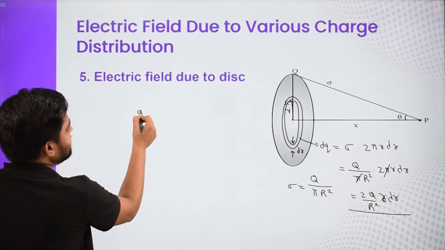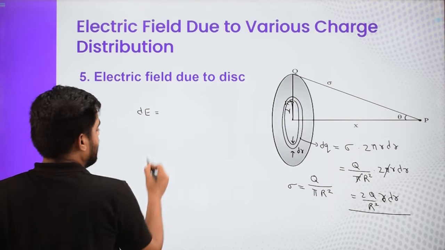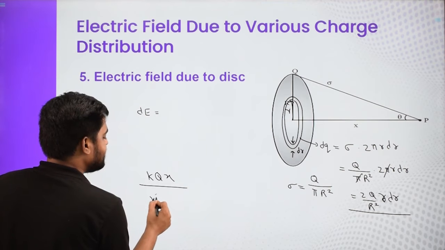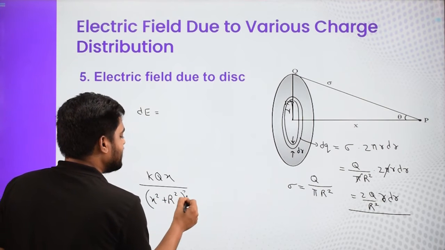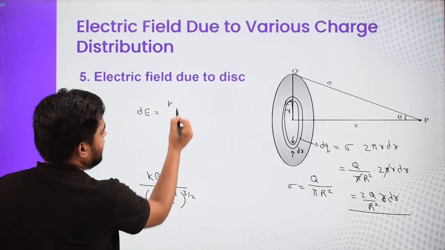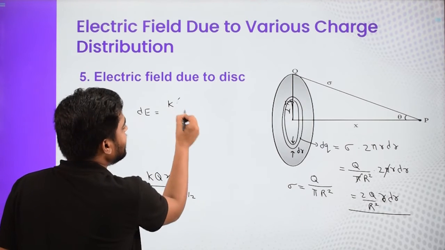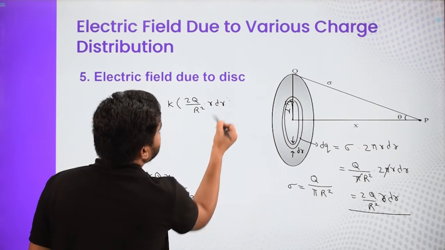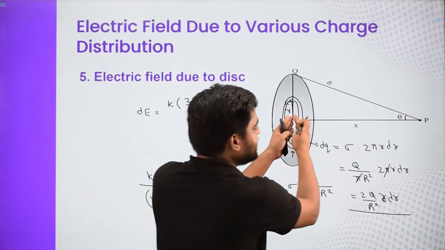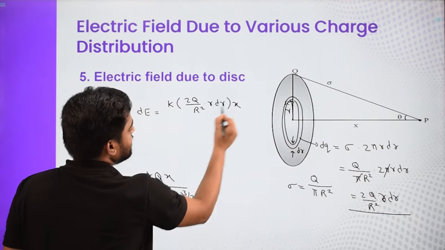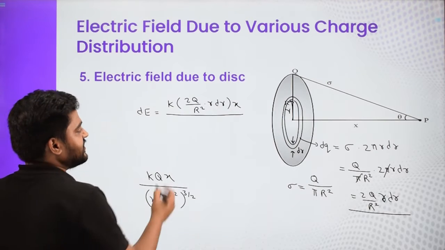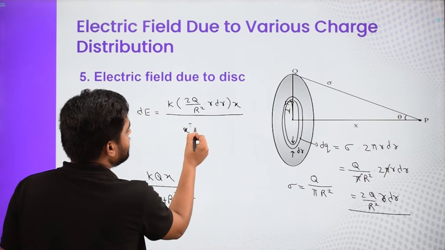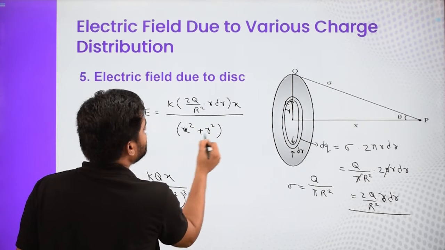Now let us write the small field due to this ring. The small field due to this ring is given by k. What was the formula for the ring? The formula was kQx divided by (x square plus r square) raised to power 3 by 2. Now k is k. The charge on the ring is dq, so dq is 2Q by R square r dr. This is my Q. What was x? x was the distance from the center of the ring, which is still x. What is r? r was the radius of the ring, but here the ring has a smaller radius. So we will say (x square plus small r square) raised to power 3 by 2.